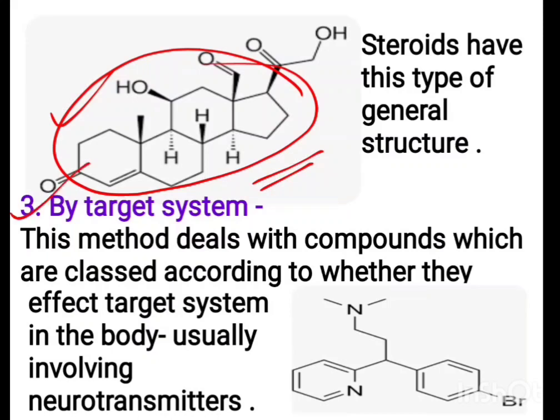Now we have to consider by target system. This method deals with compounds which are classed according to whether they affect a target system in the body, usually involving neurotransmitters. So by target system means the classification is based on which target system in the body is affected, those involving neurotransmitters. On the basis of this we can classify drugs in various categories.